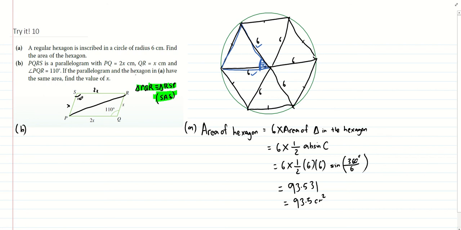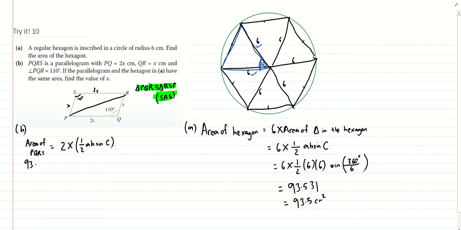Okay, so if the parallelogram and the hexagon in part A have the same area, we have the area of the parallelogram given by 2 times the area of the triangle. So 2 times area of triangle. Just write down the formula, half AB sine C. Okay, so area of PQRS is simply 93.531.